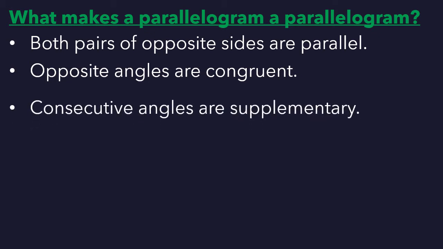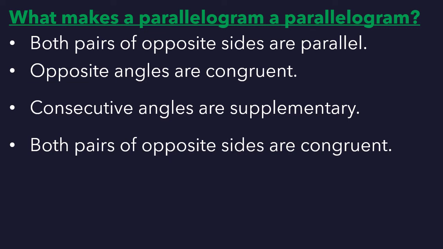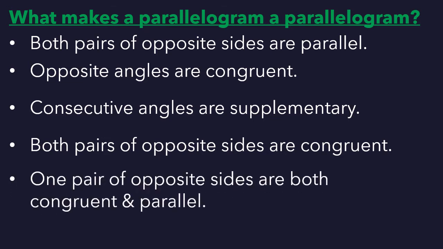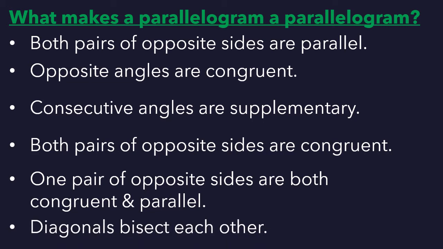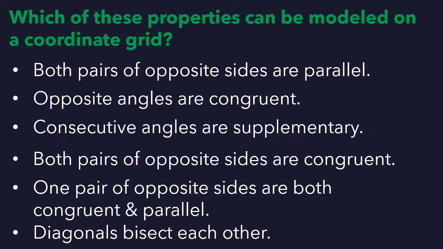If all consecutive angles are supplementary, you have a parallelogram. If both pairs of opposite sides are congruent, you have a parallelogram. And if one pair of opposite sides is both parallel and congruent, then you have a parallelogram. And last but not least, if the diagonals bisect each other, you have a parallelogram.